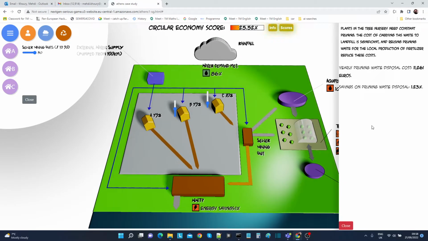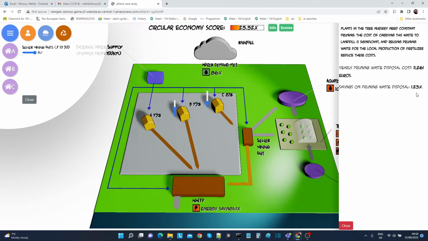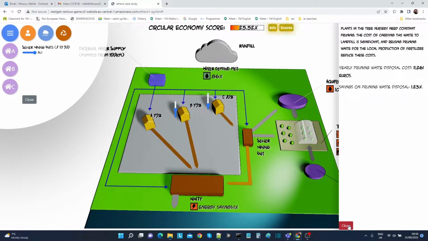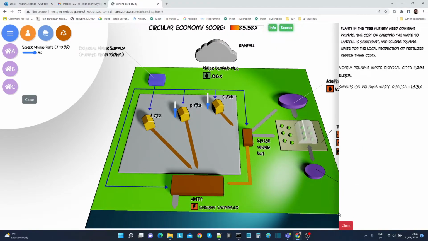And as far as landfill saving is concerned, you're reusing some of your branches, and you save around 11,000 euros of pruning cost, and that's 1% of your waste disposal. So yes, this is the situation presently.